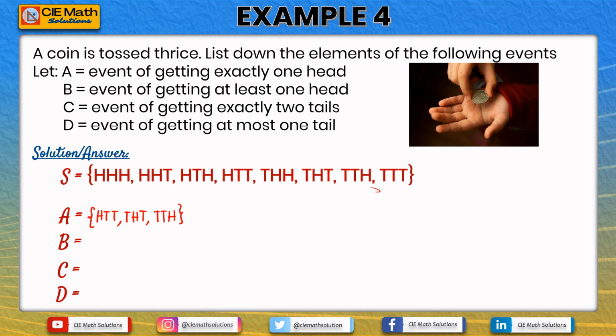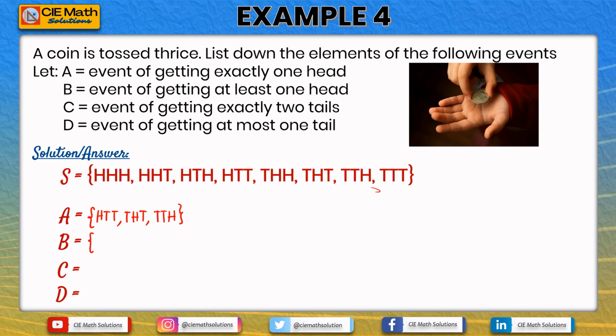Event B. In event B, the event of getting at least one head means that the minimum number of heads is 1. Since we have tossed the coin 3 times, the minimum number of heads is 1 and the maximum is 3.